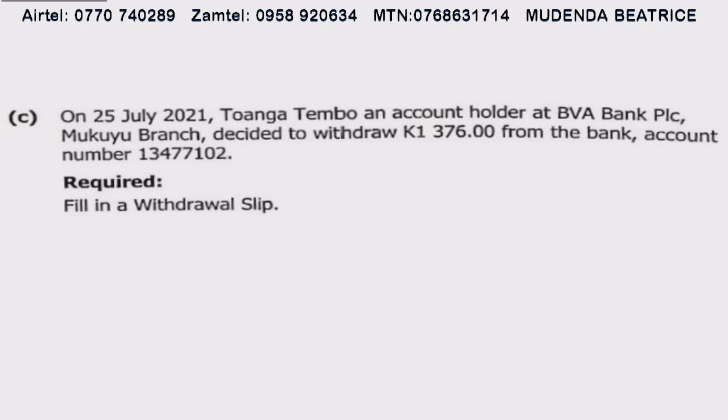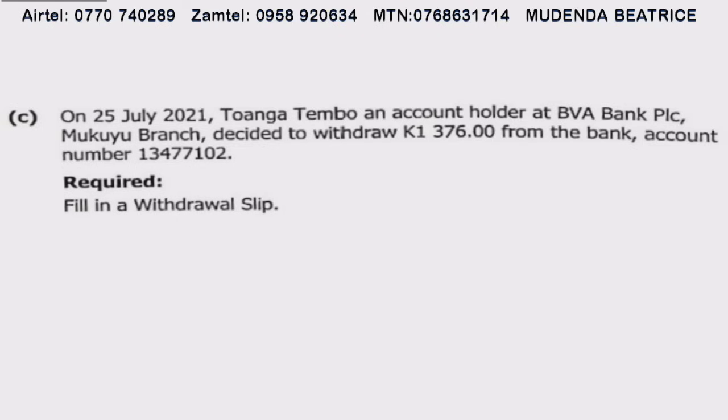Okay, so I'll go through the statement again. On 25 July 2021, Taonga Tembo, an account holder at BVA Bank PLC, Mukuyu branch, decided to withdraw 1,376 kwacha from the bank account number 13477102. Required, fill in a withdrawal slip.